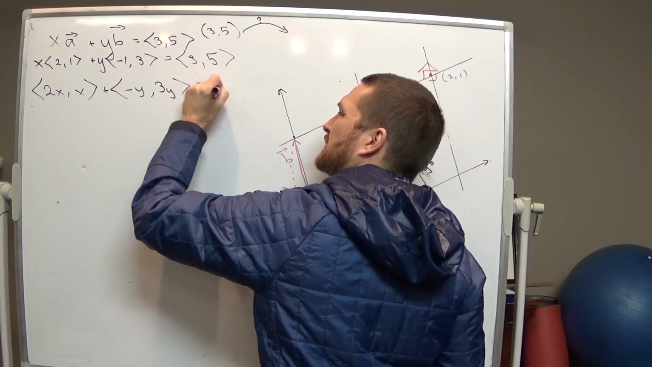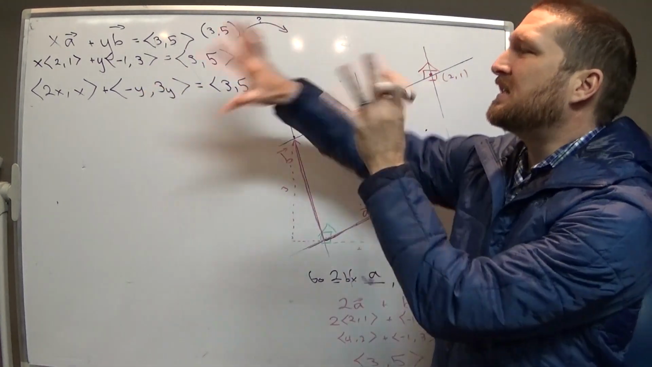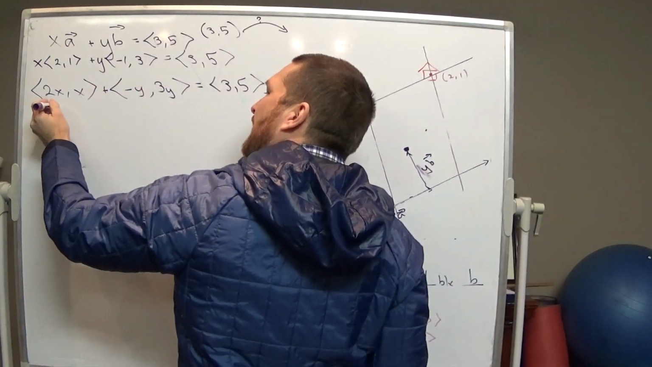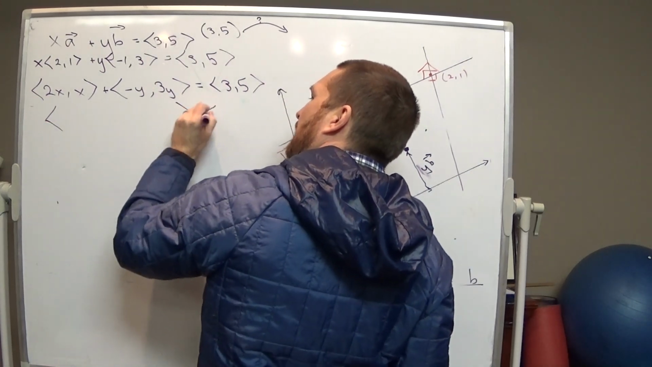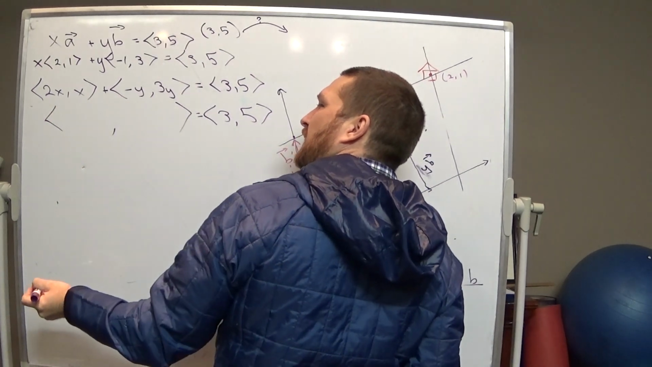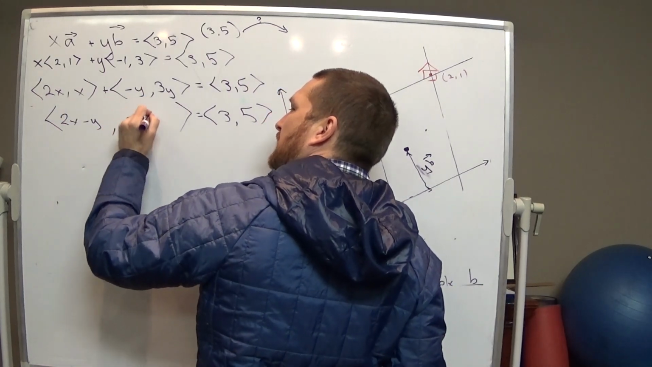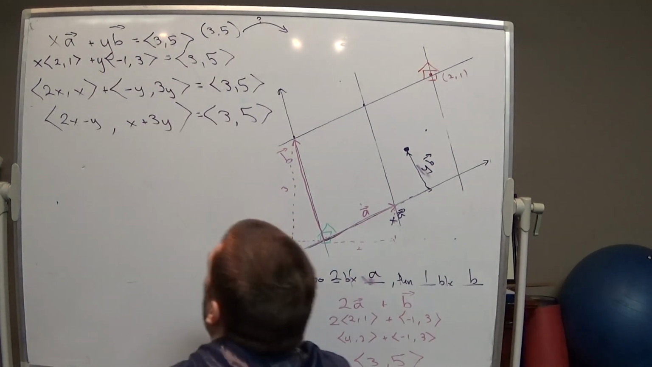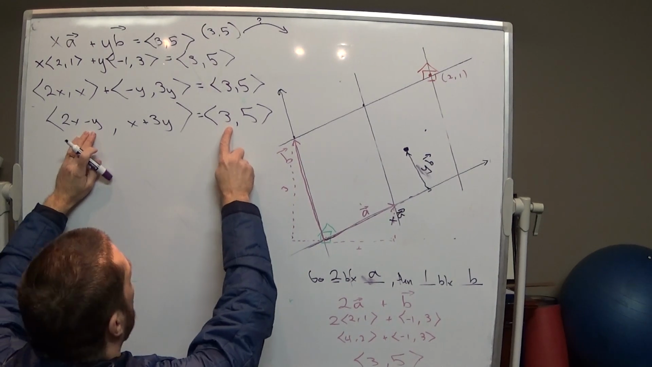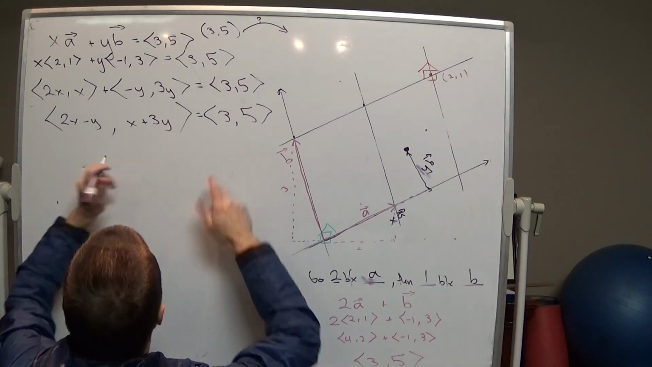Now watch this, this is interesting. Now we can add these two vectors together, and it should give me 3, 5. And what is this first entry? 2x minus y, and then x plus 3y. Whatever this is has to be that thing, so those x coordinates have to be the same, and whatever this is has to be that thing. So we have two equations.